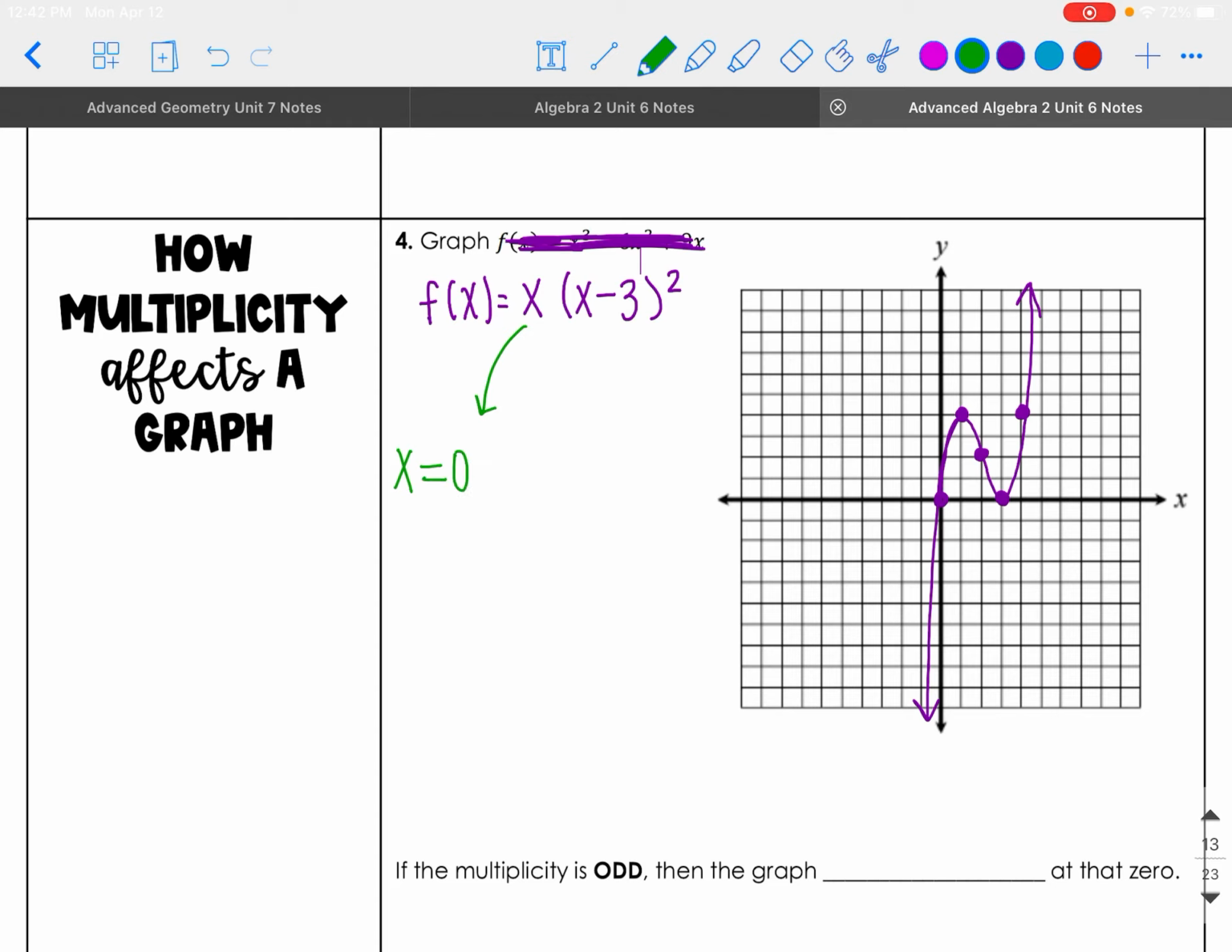If we have x equals 0, that's the first one. What is your multiplicity here? That one has a multiplicity of 1, which we need to note that that's an odd number. 1 is an odd number. Because it didn't have an exponent, you assume it's 1. And then we have x equals 3. There's my other one. It has a multiplicity of 2, which is an even number.